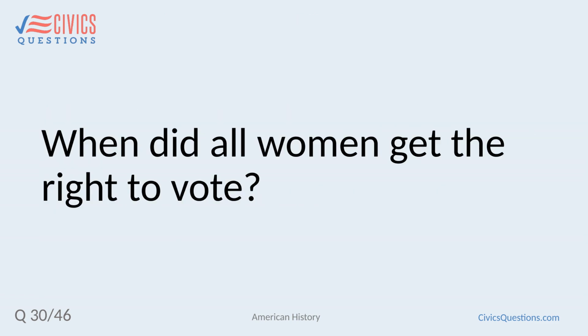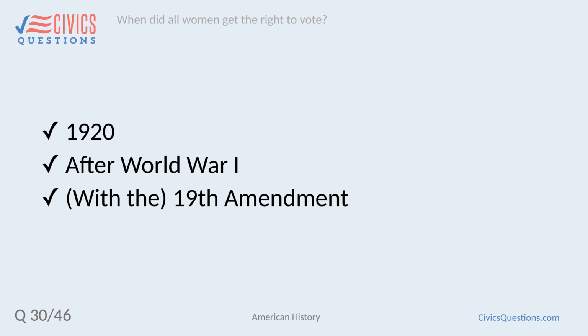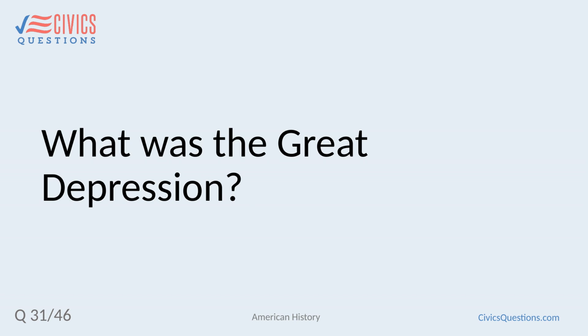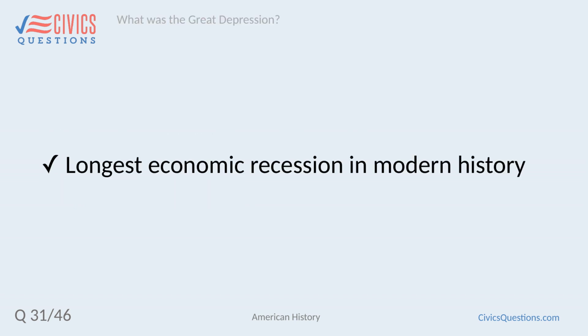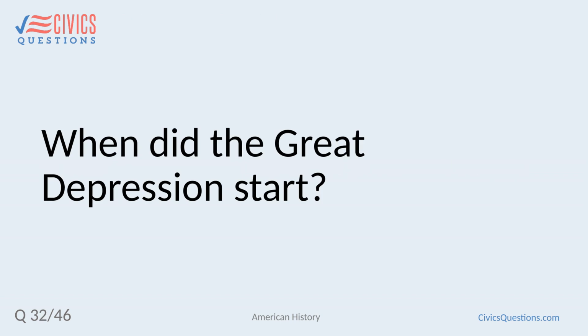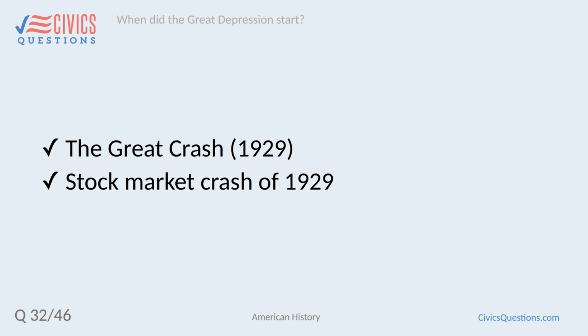When did all women get the right to vote? 1920, after World War I, with the 19th Amendment. What was the Great Depression? Longest economic recession in modern history. When did the Great Depression start? The Great Crash, 1929. Stock market crash of 1929.